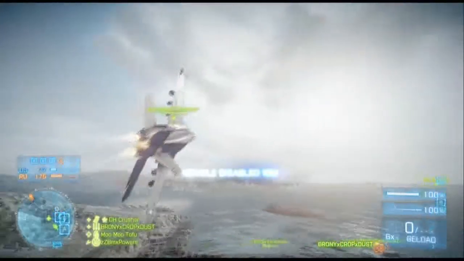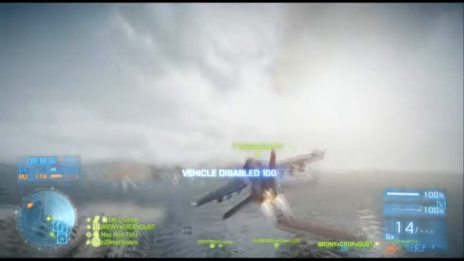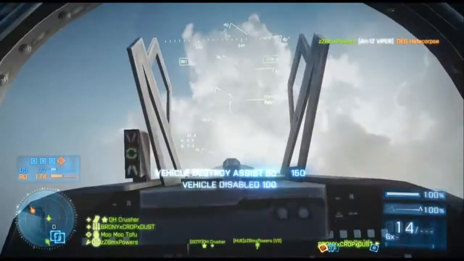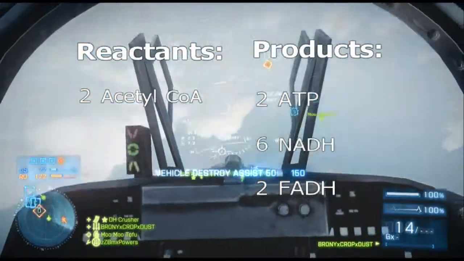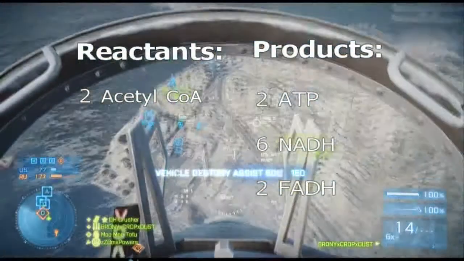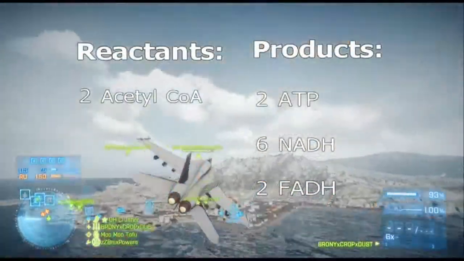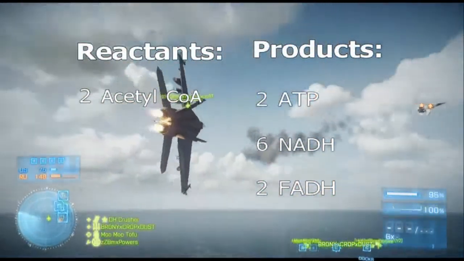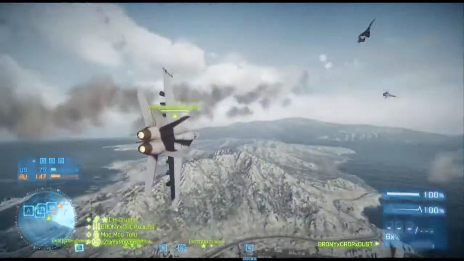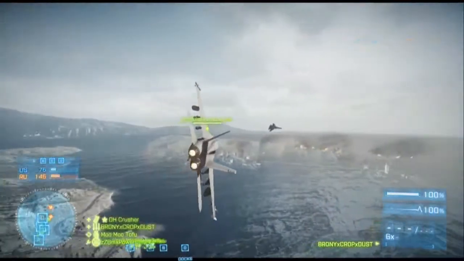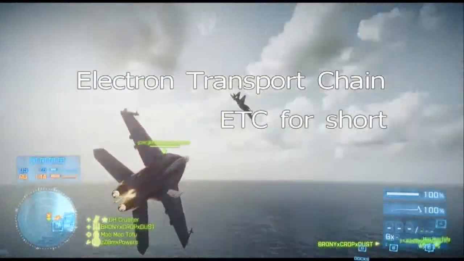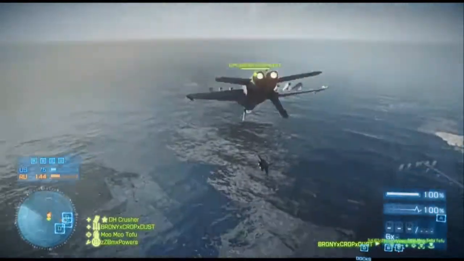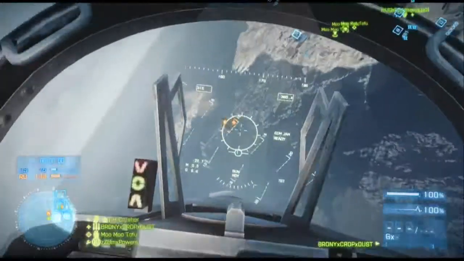This process happens in steps or a series of reactions. In this process, 2 acetyl-coenzyme A is broken down into 2 ATP, 6 NADH, 2 FADH, and 4 carbon dioxides. This process is mainly to generate electrons for the ETC, or electron transport chain, which is the final step.